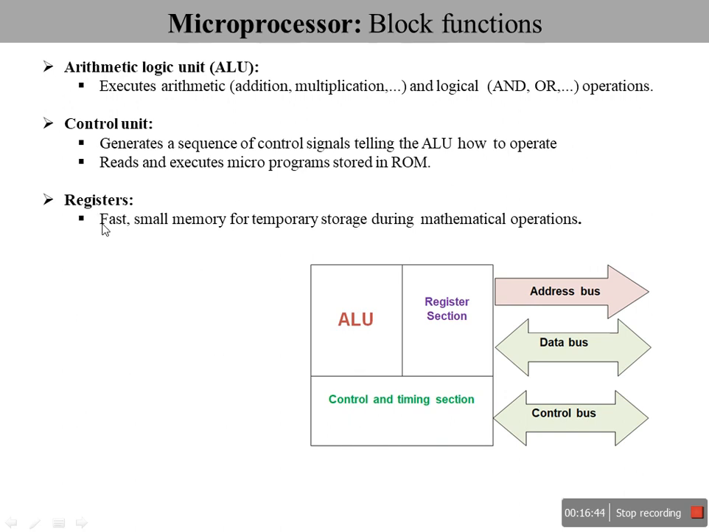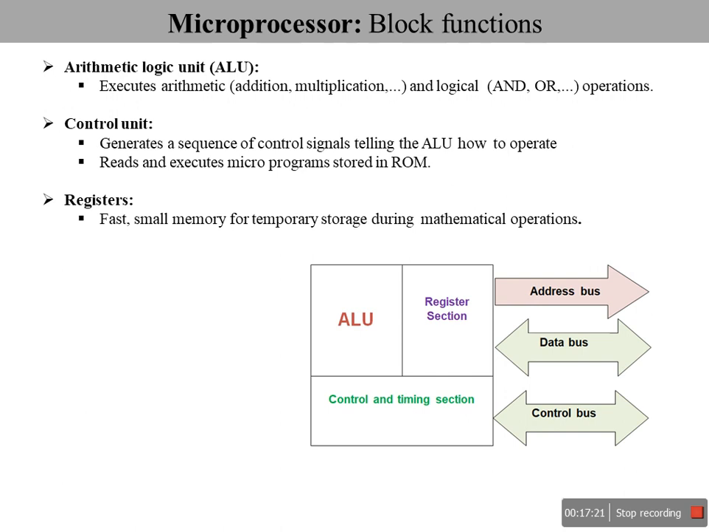Okay, then we have the register section, a fast small memory for temporary storage during mathematical operations. When the ALU is adding or multiplying some numbers, doing some operation on numbers, we need some temporary storage inside a microprocessor. We call that section the register section. These generally are very fast and small in number. Okay, so this is the basic part of any microprocessor. You take any microprocessor, they will compulsorily have these three sections, and may have some additions also, but these are the basic things.